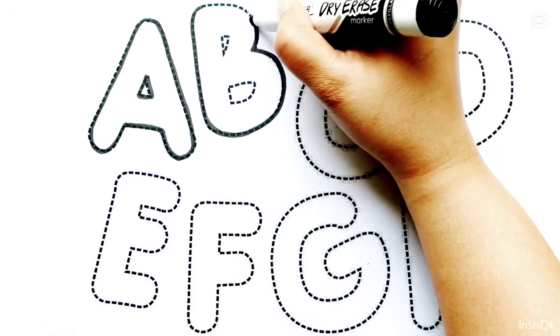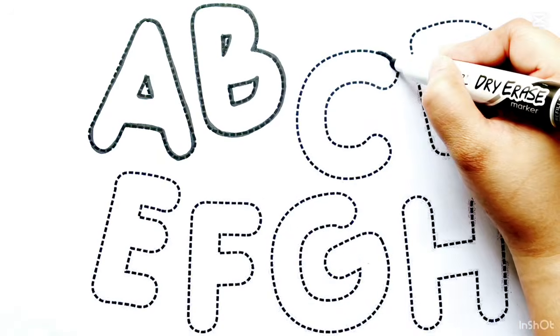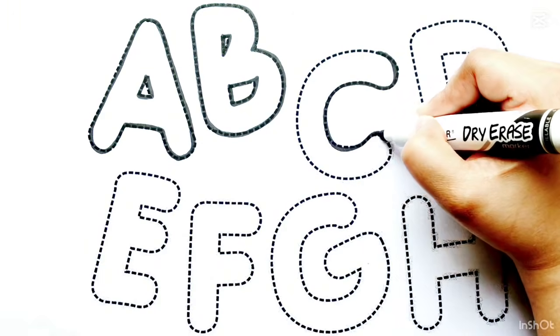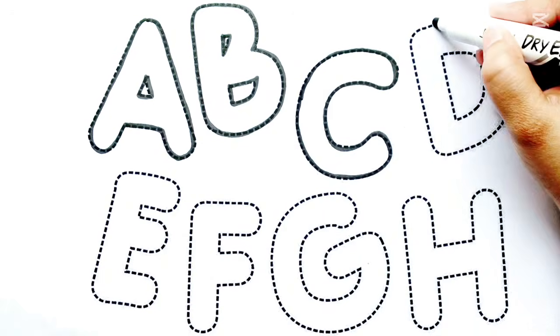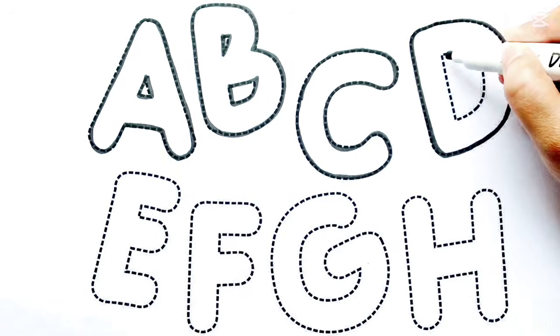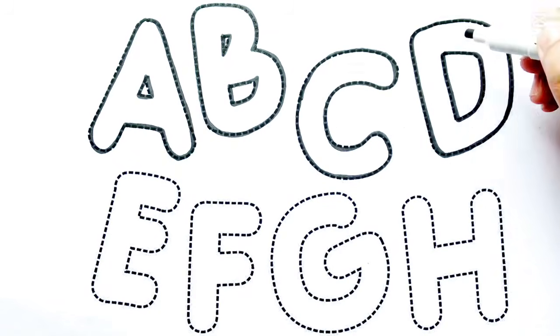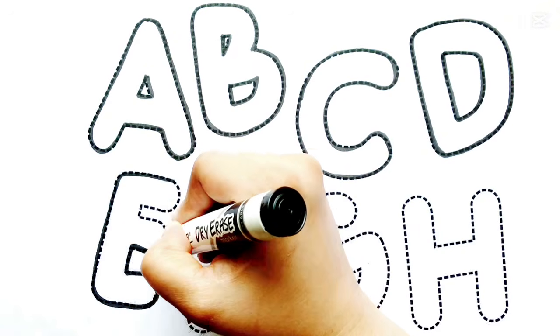B. B for banana. C. C for car. D. D for duck. E. E for eagle.